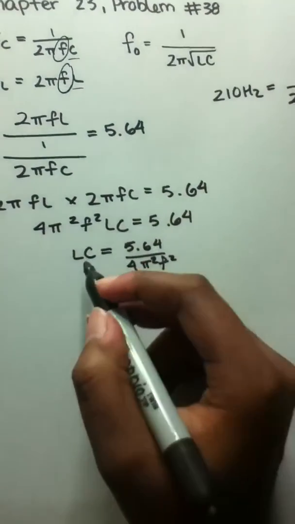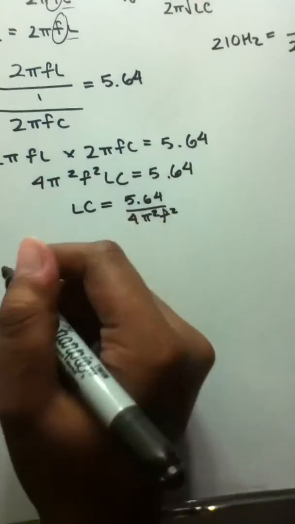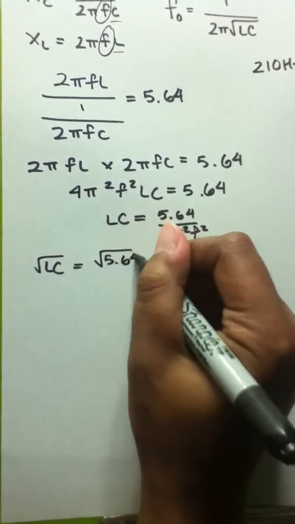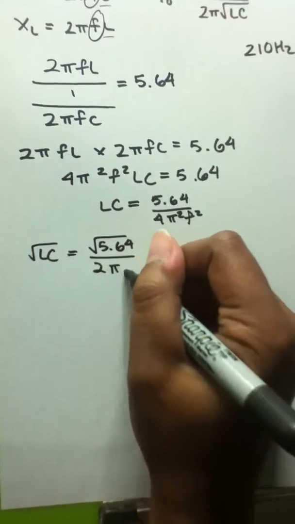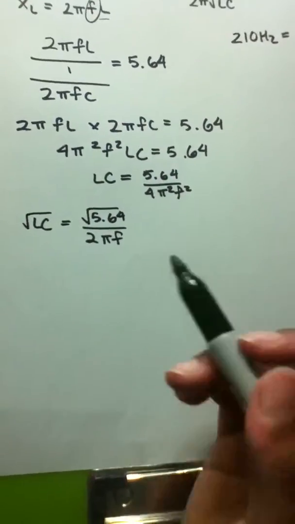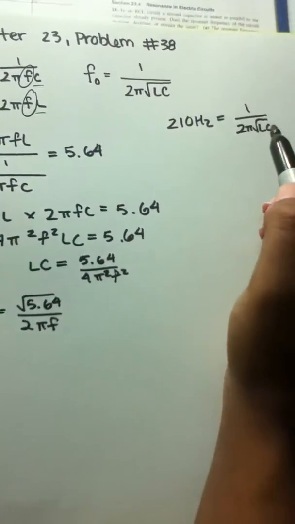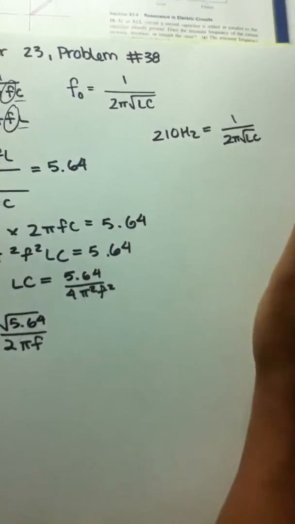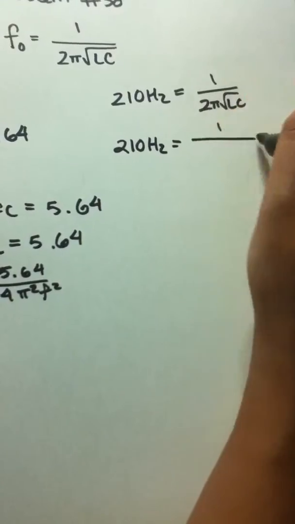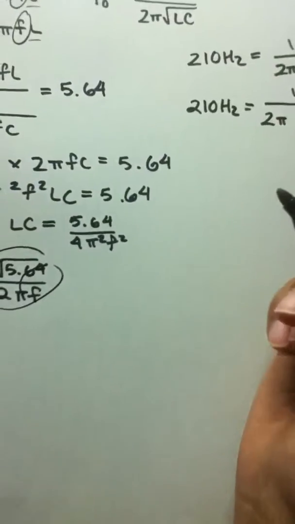And so in order to get this LC to look like this LC over here, what I'm going to do is take the square root of both sides, and so I'm going to end up with the square root of LC is equal to square root of 5.64 over 2 pi F, because everything right here is squared, and of course 2 squared is 4. And so now that I have the square root of LC over here, I'm going to plug this square root of LC into this square root of LC right here. So 210 Hz, or the resonant frequency, is equal to 1 over 2 pi times the square root of LC. I'm just going to plug this in.